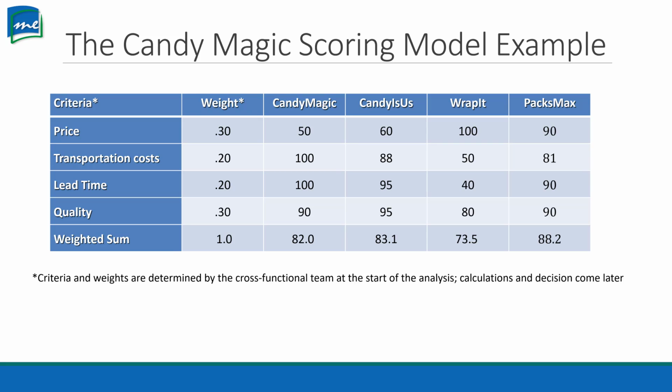The criteria and the weights were determined by a cross-functional team at the start of the analysis. Don't try to reinvent the wheel after you start getting numbers. When we look at this, it looks like we're comparing 4 different companies: Candy Magic, Candy Is Us, Rapid, and Pax Max. Price was weighted at 30%, and you see the scoring. Candy Magic got 50, Candy Is Us has 60, Rapid has 100, and Pax Max is 90. You would go down the chart and then do the weighted sum at the bottom. It looks like 88.2 for Pax Max is the highest one, so this would be the company you would decide to go with.